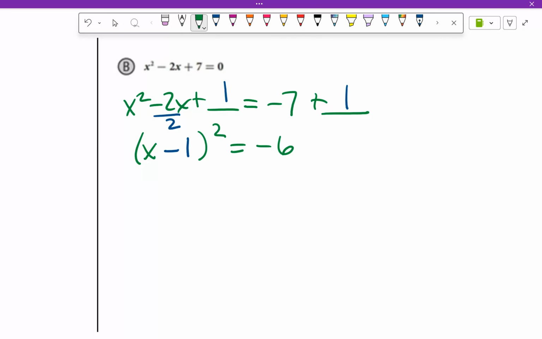All right. Sure you see it coming, right? How do we undo the square? Not yet. How do we undo the square? Square root. What do I have to write in front? Plus or minus. I got x minus 1 equals plus or minus. When I see a negative under the radical, what do I do?